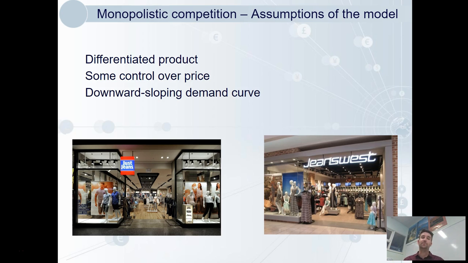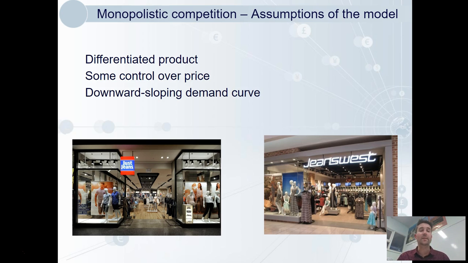That means that the business has some control over price. So they can charge a higher price if they want to, and at least some of their customers will continue to buy. So put yourself in the shoes of the customer. You're willing to pay more for your preferred product. So that means that the demand curve is downward sloping, and they've got some sort of monopoly power there because they've got that differentiated product.